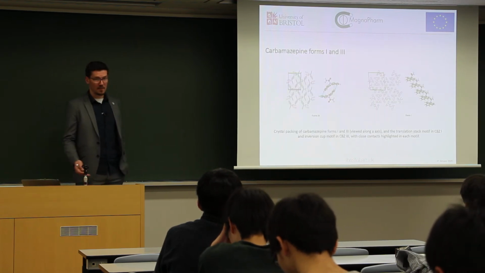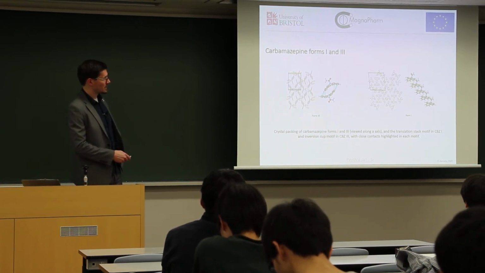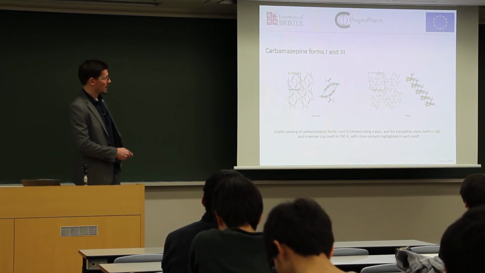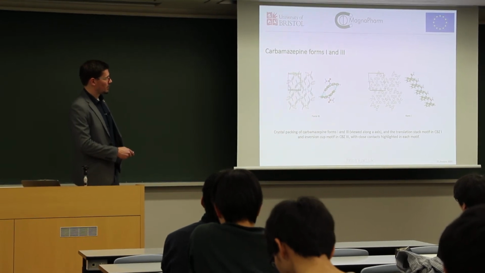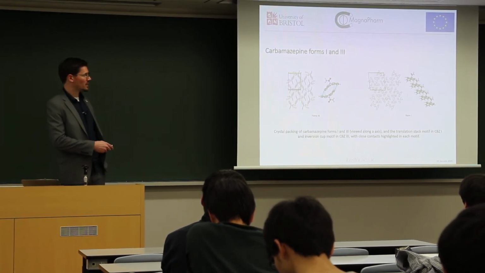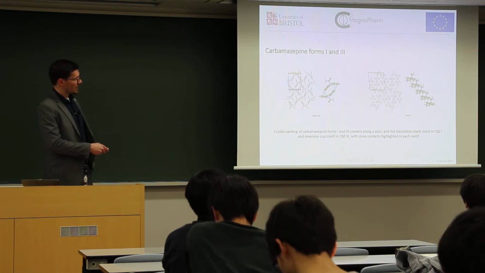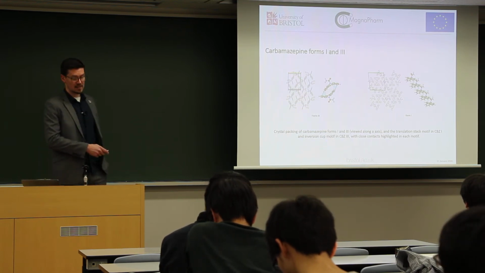A difference in the carbamazepine unit cells, form 1, form 3. This again was work by UCL. Form 3 has this inversion cup motif, which goes through the crystal, and all of the hydrogen bonds point in the same direction, which is kind of interesting. Form 1 has these kind of offset stacks.